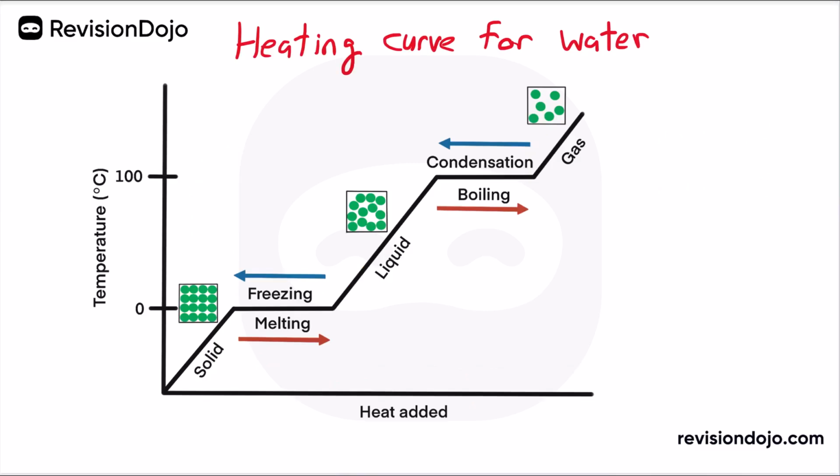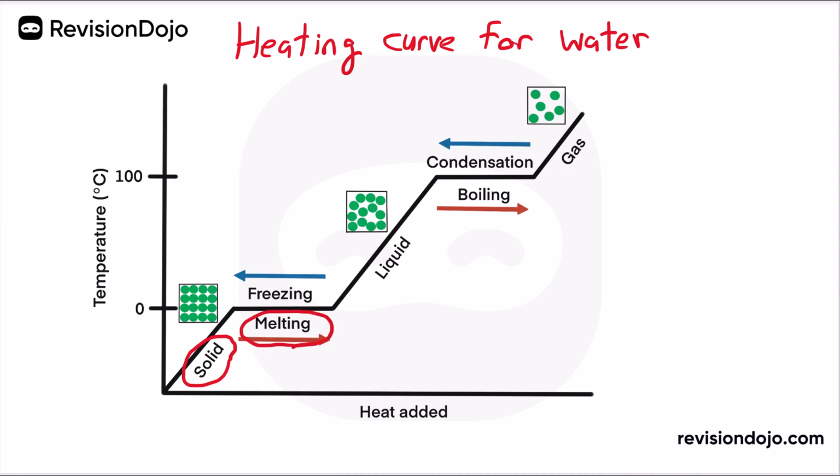Finally, we look at changes in energy as a substance is heated and undergoes a change of state. This diagram shows the heating curve for water. We start on the bottom left where we have water as a solid, which we know as ice. As heat is added, the temperature of the solid ice increases until it reaches 0 degrees. At this point, the ice starts to melt.